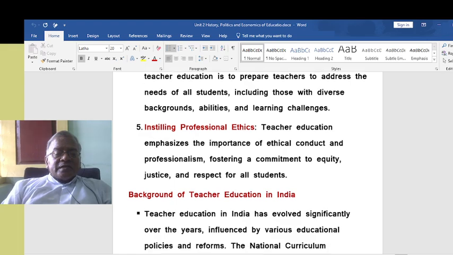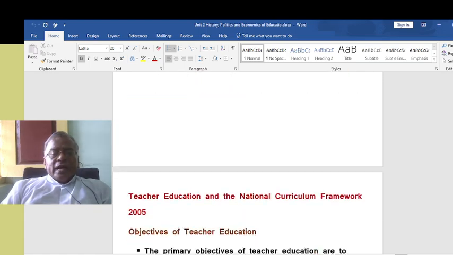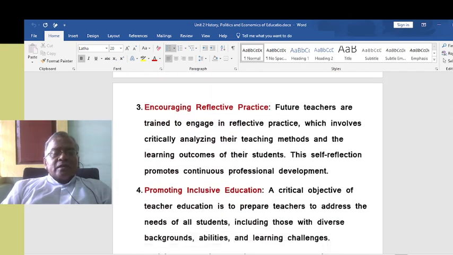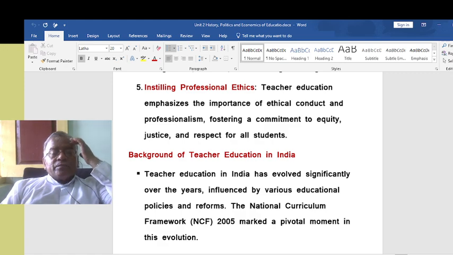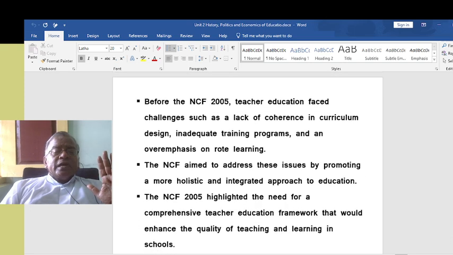So what is the background of teacher education in India? According to the National Curriculum Framework, teacher education in India has evolved significantly over the years, influenced by various educational policies and reforms. The National Curriculum Framework 2005 marked a pivotal moment in this evolution. Before the NCF 2005, teacher education faced challenges such as a lack of coherence in curriculum design, inadequate training programs, and an overemphasis on rote learning. The NCF aimed to address these issues by promoting a more holistic and integrated approach to education.